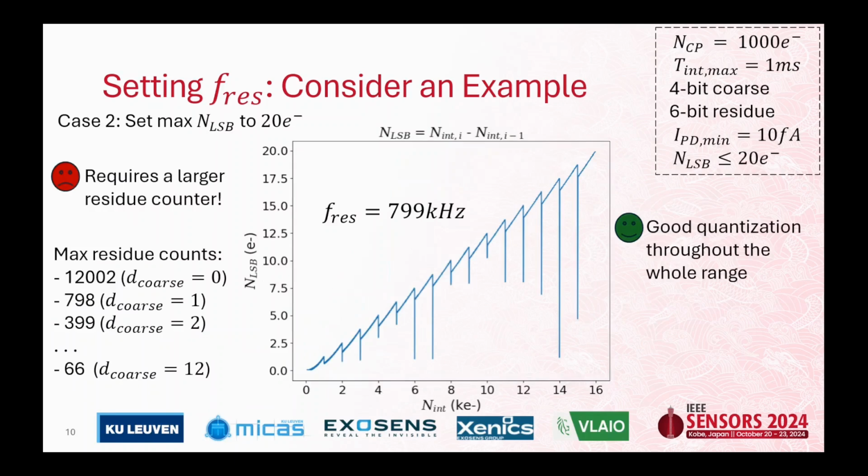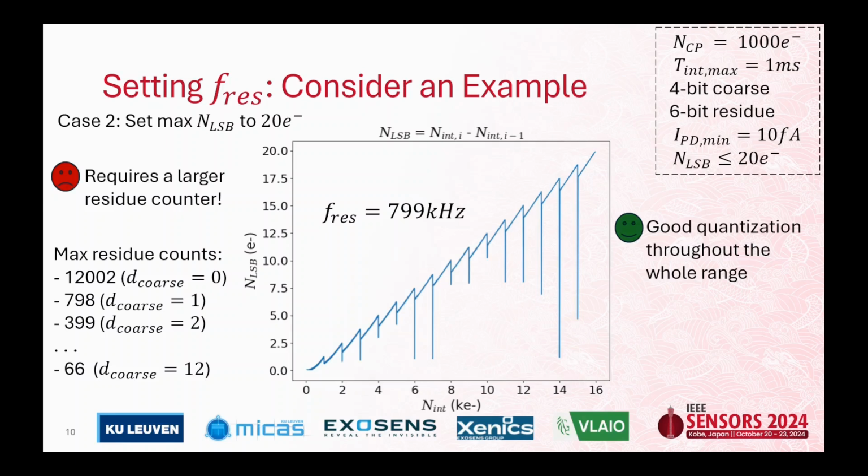So what if now we set the FRES to a very high value, say 800 kilohertz or around that value? We will have a very good quantization throughout the whole input range. That's 20 electrons throughout the input range. But the problem now is that instead of having 6 bits of residue counter, we will be needing at the maximum more than 10 bits of residue counter to sense all the input range that we have, from a minimum photocurrent of 10 femtoamperes. And having more than 10 bits of counter inside a 10 micrometer pitch is just quite difficult to do.